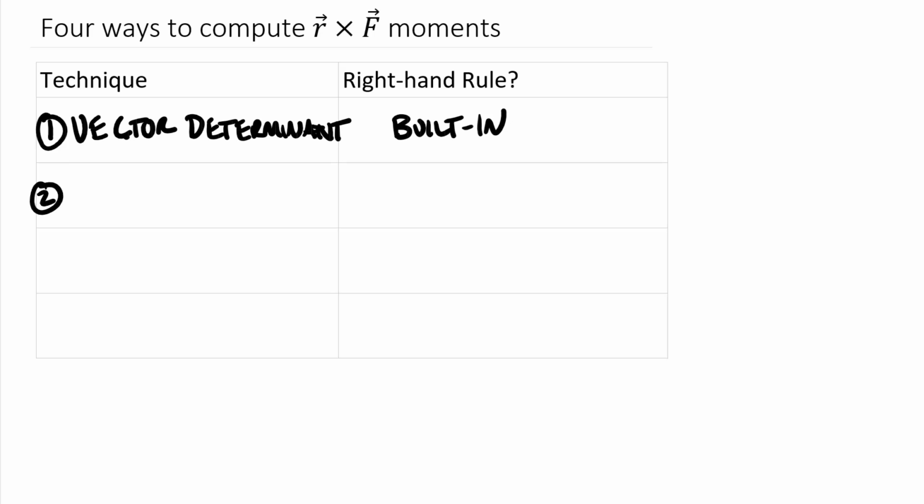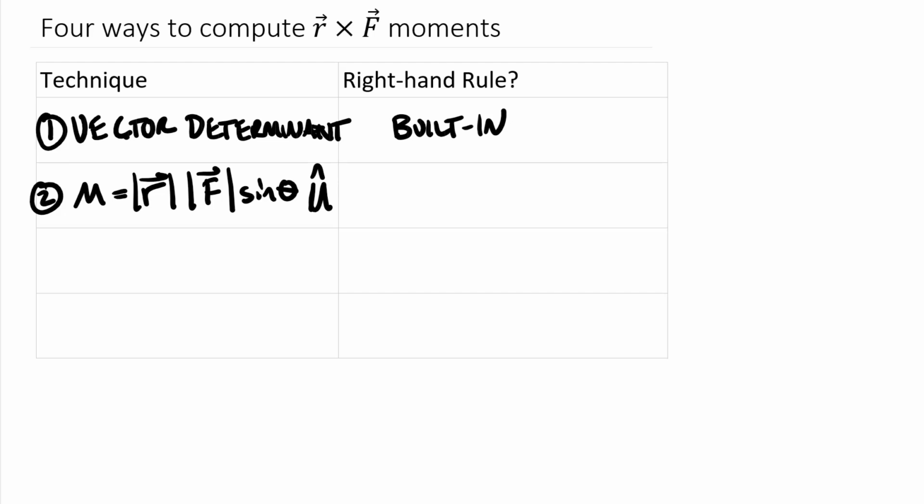The second way that we could compute an R cross F moment is coming back to our definition of a moment. And the definition is M is equal to the length of R, right? The magnitude of R times the magnitude of F times the sine of the angle between those times this unit vector u hat, right? Remembering that u hat is perpendicular to both R and F with its sign coming from the right-hand rule. Finding the direction of u hat on a 3-dimensional problem is really hard. But on a 2-dimensional problem, it can be quite easy.